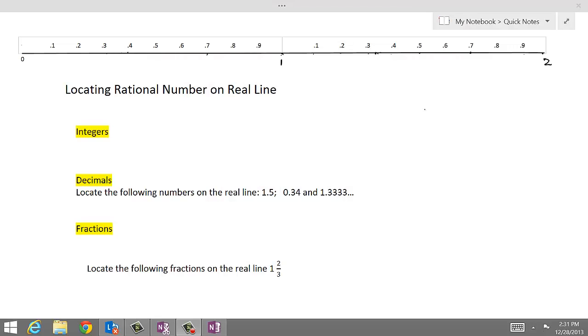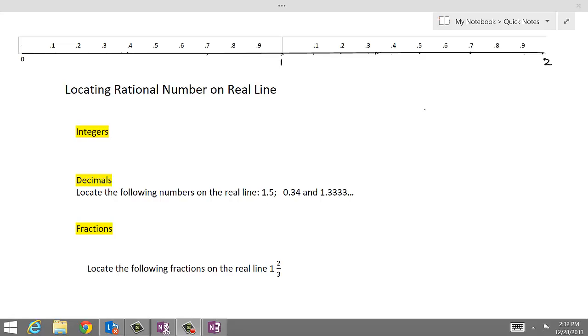Locating rational numbers on the real line. Since rational numbers could be integers, decimals, or fractions, we should consider each one of these cases one by one. As integers are already marked on the real line, they are not hard to spot because every real line is already labeled with them. So let's take the case of locating decimals on the real line.